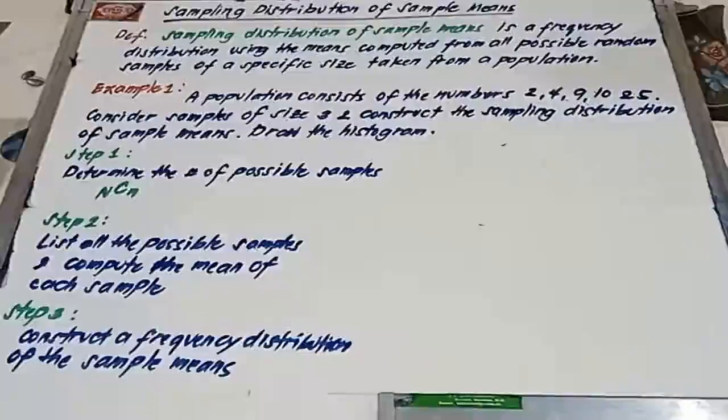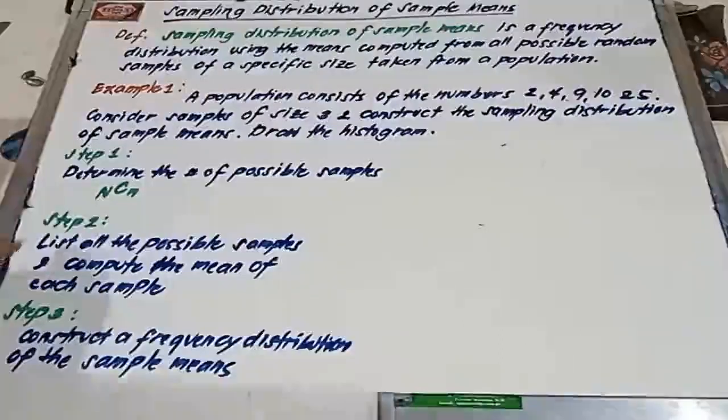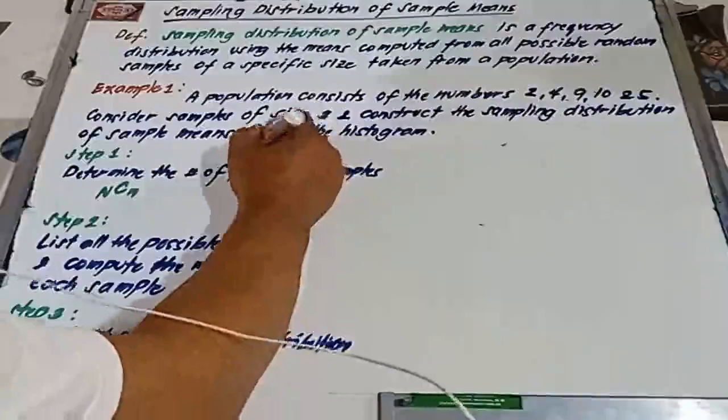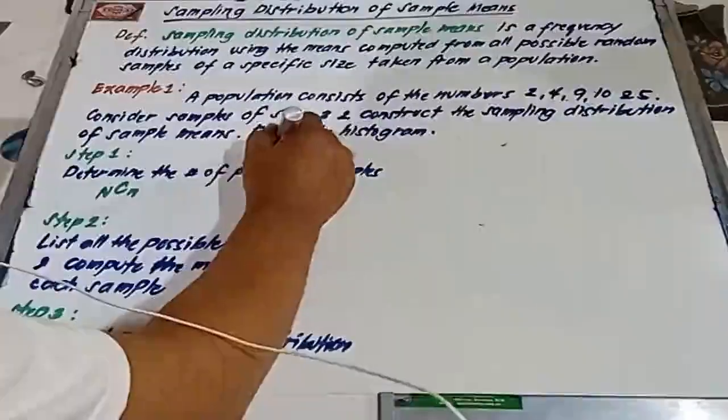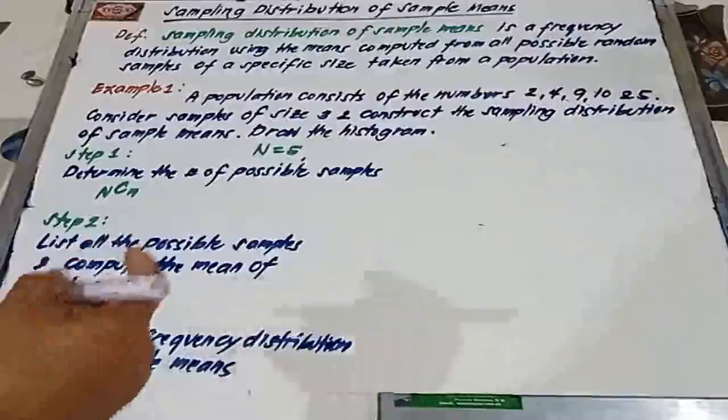Now, ito yung mga steps nating susundin for us to answer example number 1. Step 1 is we're going to determine the number of possible samples using the formula of combination. That is N combination n. Ano yung ating capital letter N? Yung capital letter N natin, based from example number 1, siya yung population natin, size of the population. And the size of the population is equal to 5.